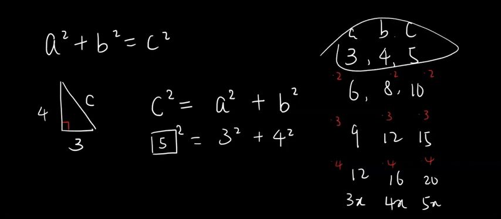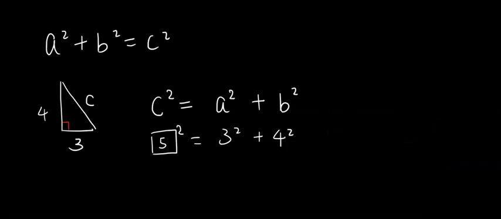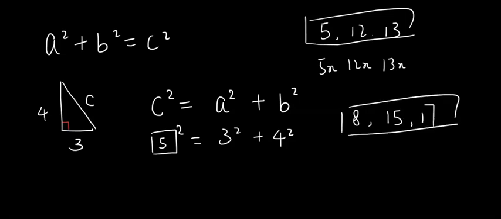So 3, 4, 5 is one example of a Pythagorean triple. And do we have another one? Yes, we have 5, 12, 13. Once again, you can keep multiplying by a number we call x. Okay, multiply by 2, multiply by 3, by 4, by 10. And do we have another one? We have 8, 15, 17. That's another Pythagorean triple. We have 7, 24, and 25.